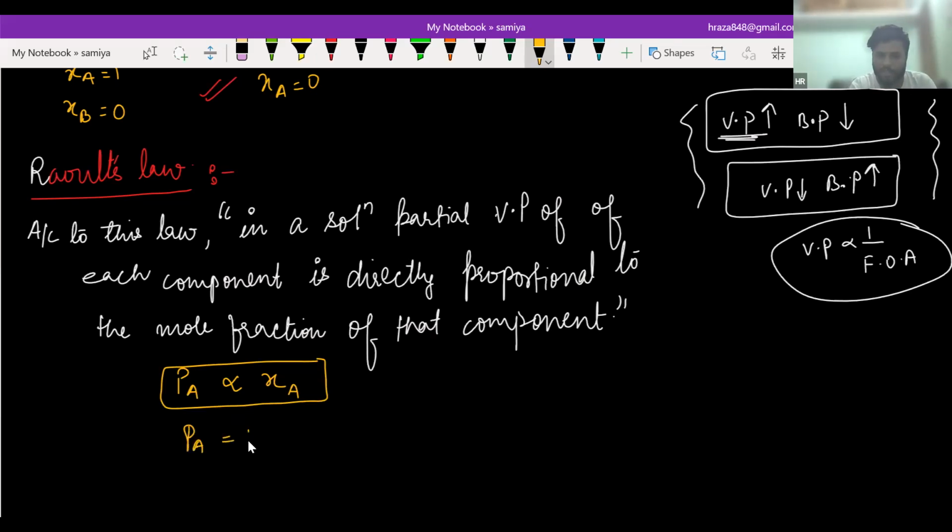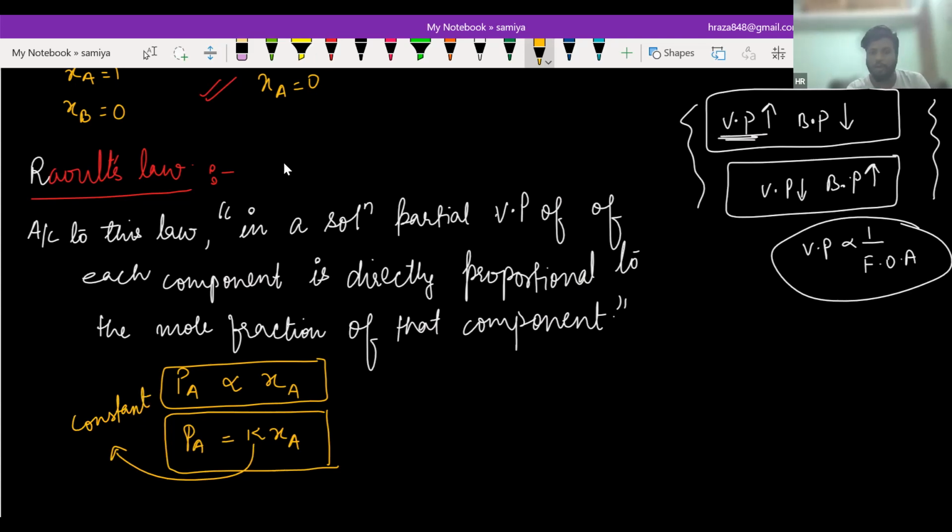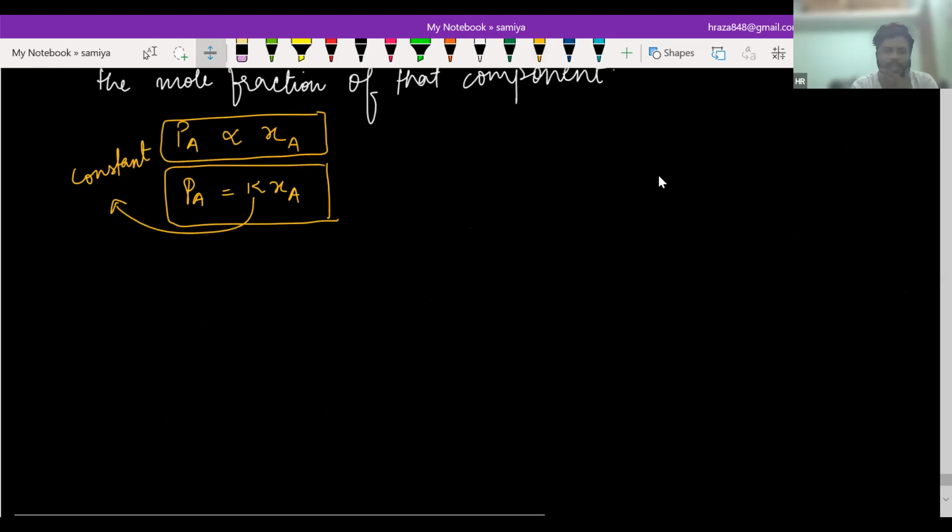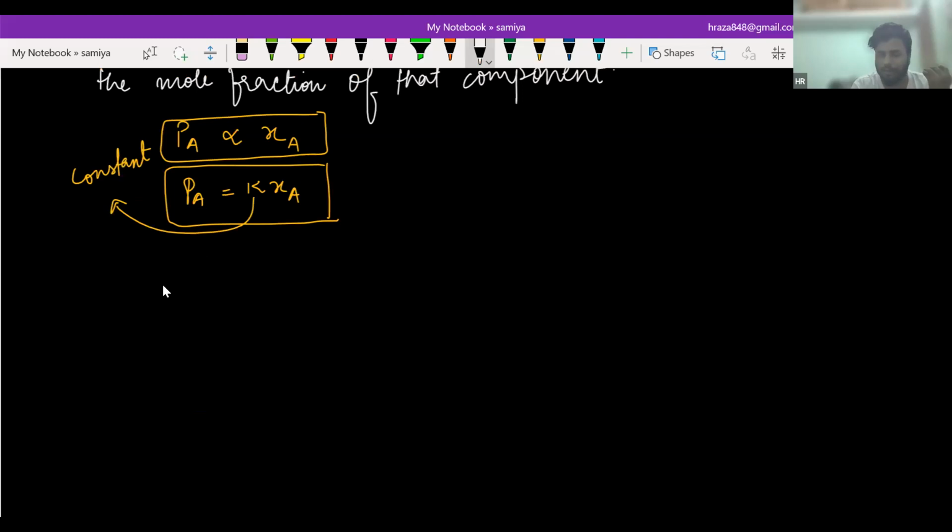So I'm taking a constant K. Just don't write it and concentrate here. This K is a constant. And what is the value of K? I'm going to explain exactly what the value of K is. For finding K, we are going to take an assumption: if A is pure, that means the mole fraction of A will be equal to 1.